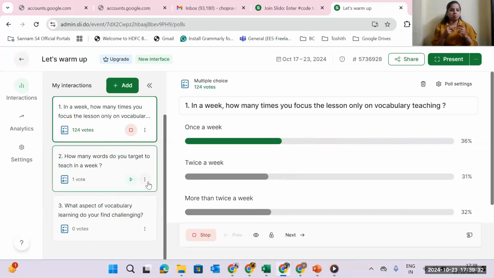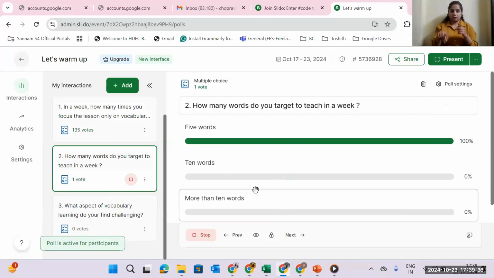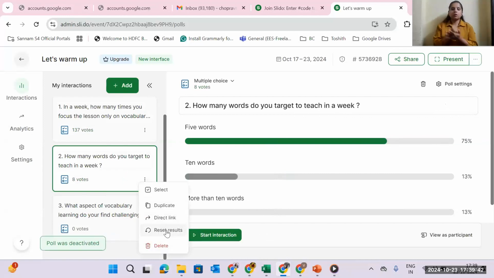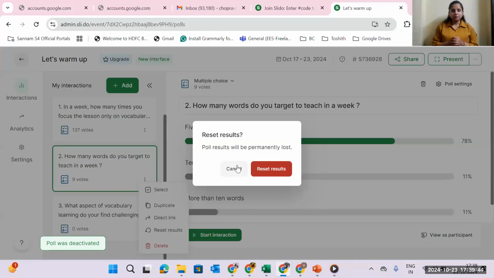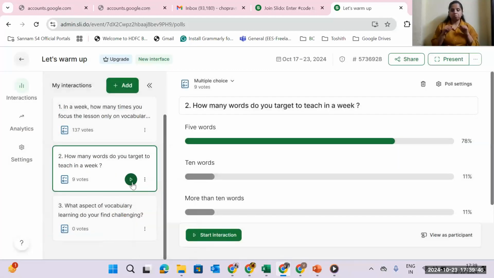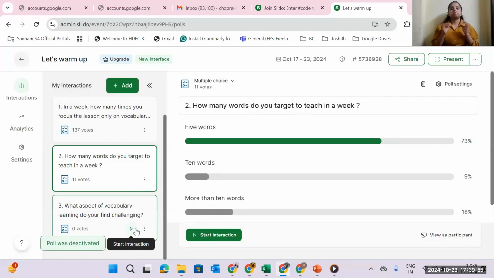Let's look at the second question. Again, 30 seconds for you to answer. How many words do you target to teach in a week? Get set, go. Interesting. 5 words. The majority of you are saying 5 words. Great. Okay, so all of you are targeting to teach more words in a week.